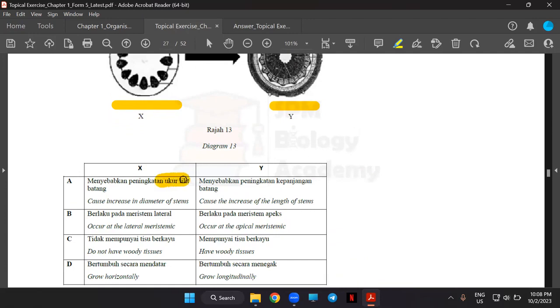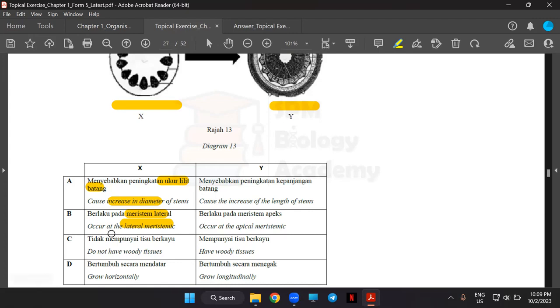Menyebabkan peningkatan ukur lilit batang. Salah. Cause increase in diameter. Wrong. Because primary growth doesn't do that. Itu bukan tujuan primary growth. X adalah primary growth. Pertumbuhan primer. Dia tidak menyebabkan diameter bertambah. A. Salah. Berlaku pada meristem lateral. Occur at the lateral meristem. Salah. X primary growth, pertumbuhan primer tidak melibatkan meristem lateral. Dia hanya melibatkan apical meristem. Meristem apeks. Terbalik jawapan ini.